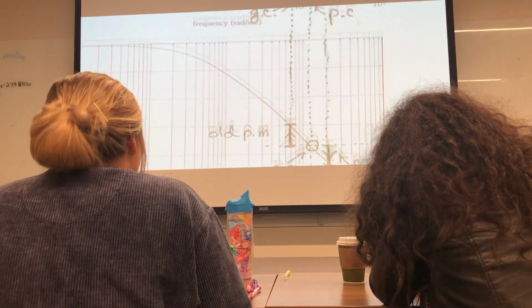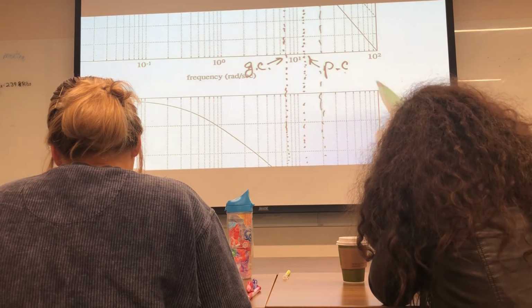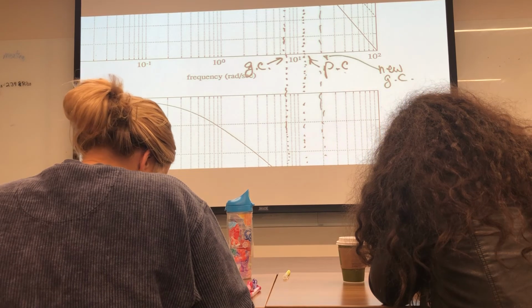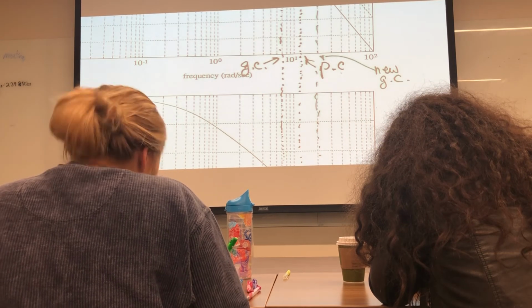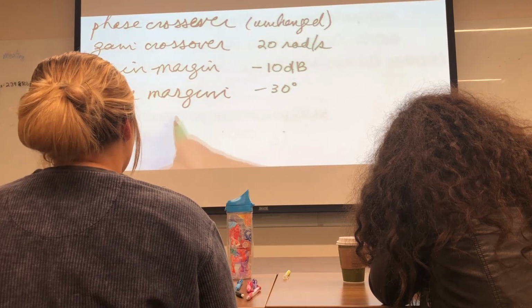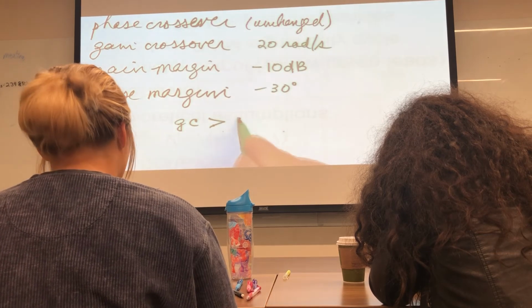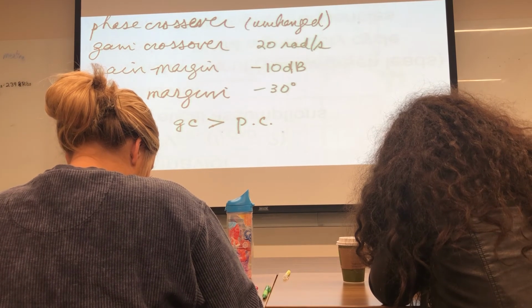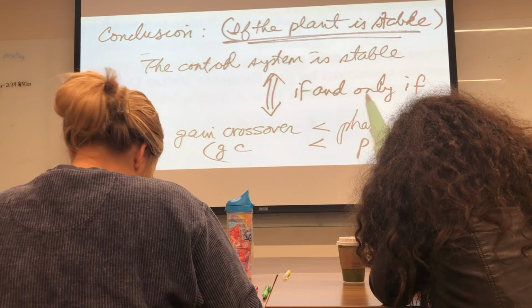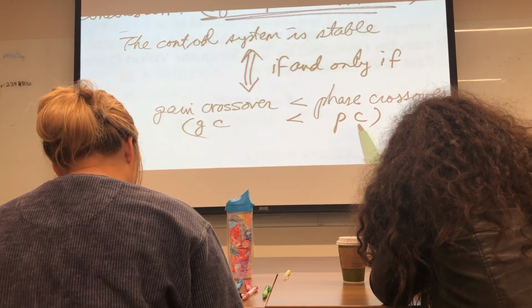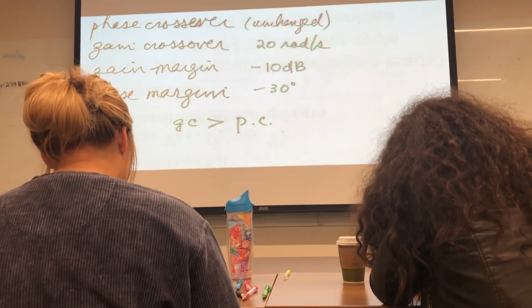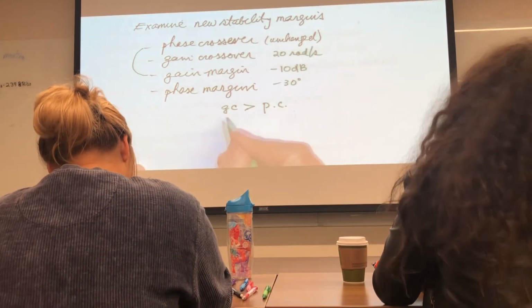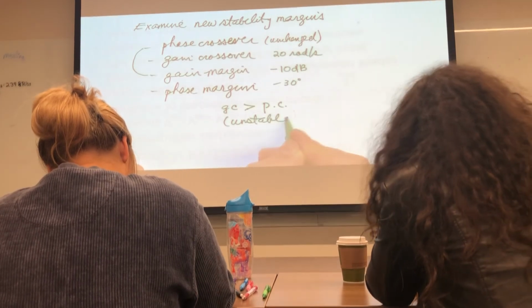More importantly, the phase crossover is here, and now here's the new gain crossover. What I have now is that the gain crossover is greater than the phase crossover. One of our earlier tidbits says that the control system is stable if and only if the gain crossover is less than the phase crossover. But now the gain crossover is greater than the phase crossover. And my conclusion is that the system has become unstable.